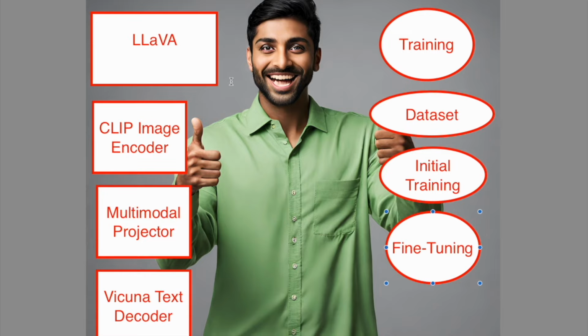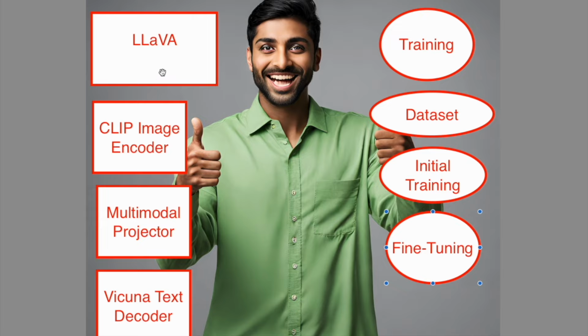The Llava model, short for Large Language and Vision Assistant, is a type of AI model designed to understand and generate responses that incorporate both visual and textual information. Here's a simplified breakdown of what it is and how it works. Llava is a vision language model that combines the strengths of image processing and natural language processing. It is specifically trained to handle tasks where both image and text inputs are involved, such as answering questions about an image, generating captions, or providing detailed descriptions of visual content.